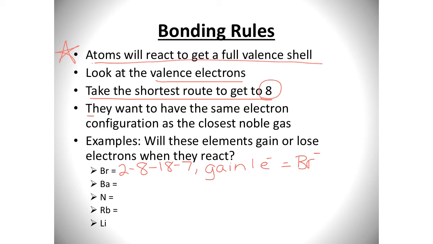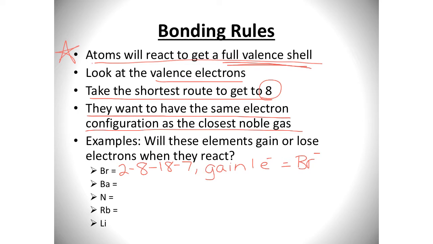Another way to look at it is they want to have the same electron configuration as the closest noble gas. So noble gas is group 18. They are stable because they have a full valence shell. So the atoms will react to get the same electron configuration as the closest noble gas.